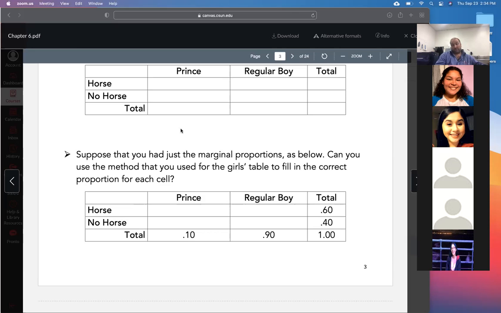Now, if they were independent, what number would go here? 0.06. And what number would go to the right of that?